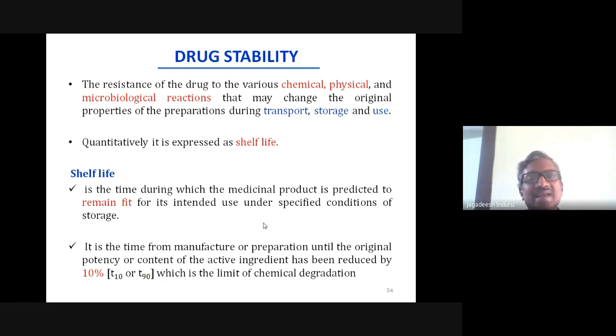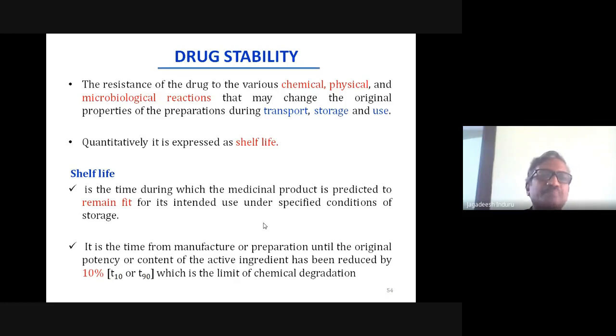And most of the time it is linked to your shelf life, and it is required to be quantitatively expressed as a shelf life so that we will be able to draw the expiration period. This is actually our concern.